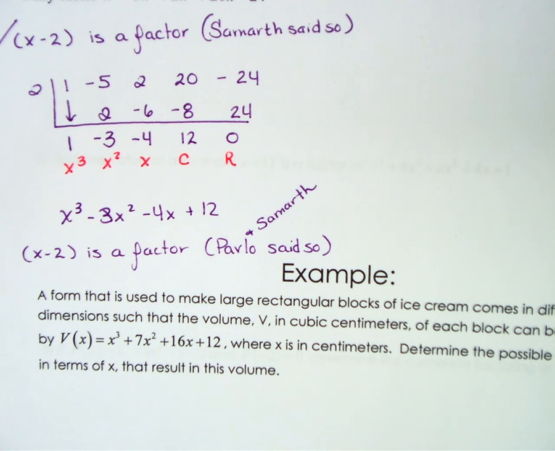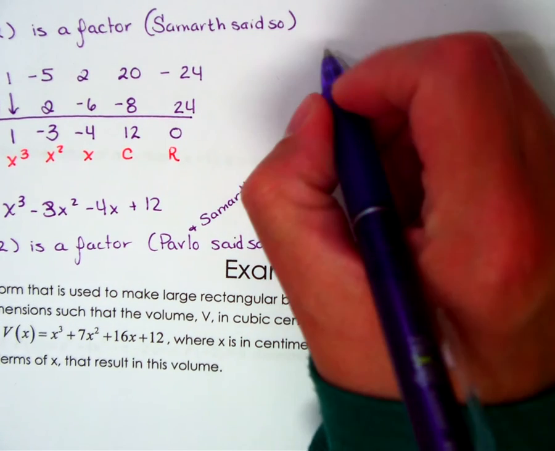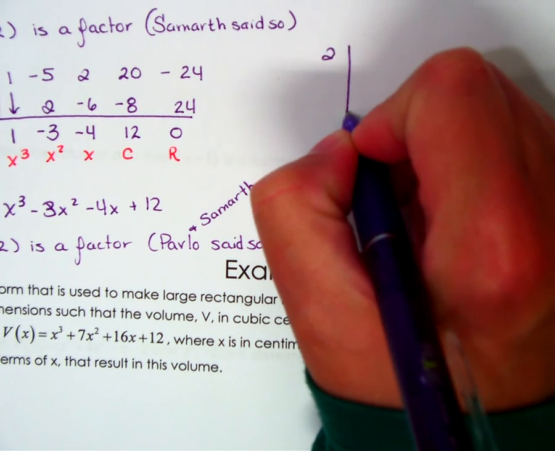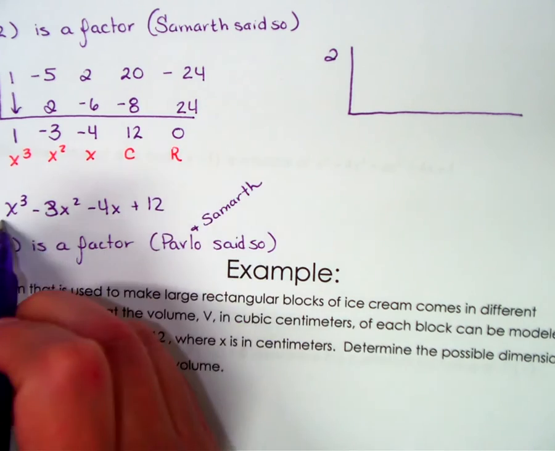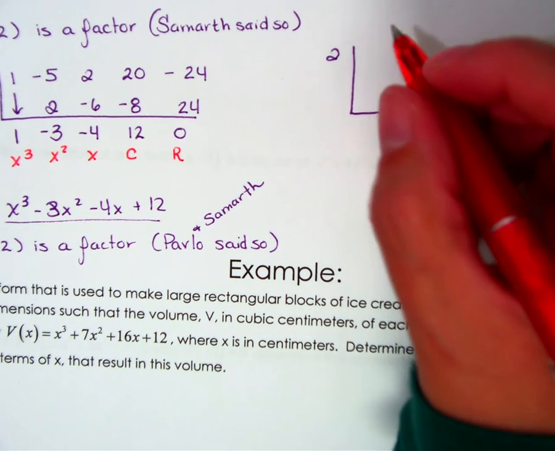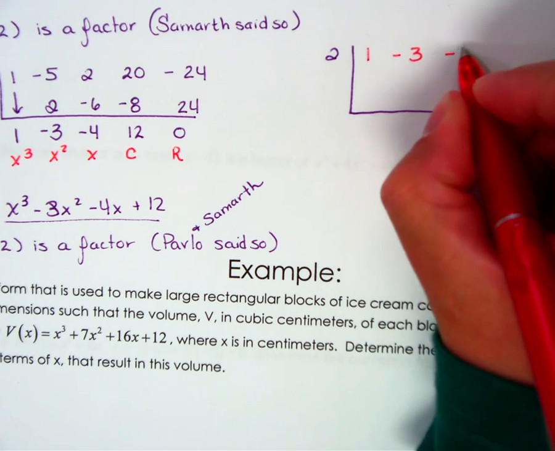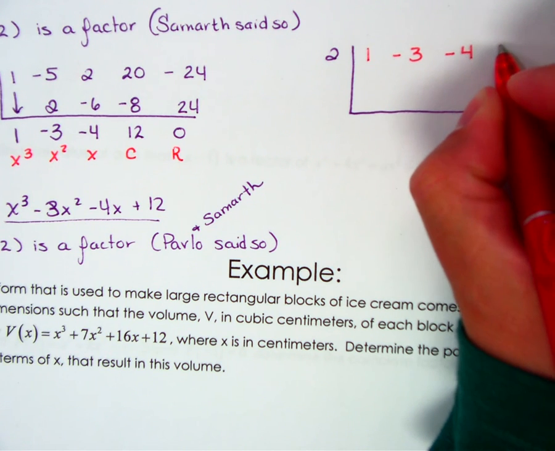So if that's the case, then we are... I like when you guys do my math for me, that's my favorite. 2 goes on the outside, but now it's the quotient of this one, right? So I'm going to switch colors just so I don't screw it up. So 1, -3, -4, and +12.